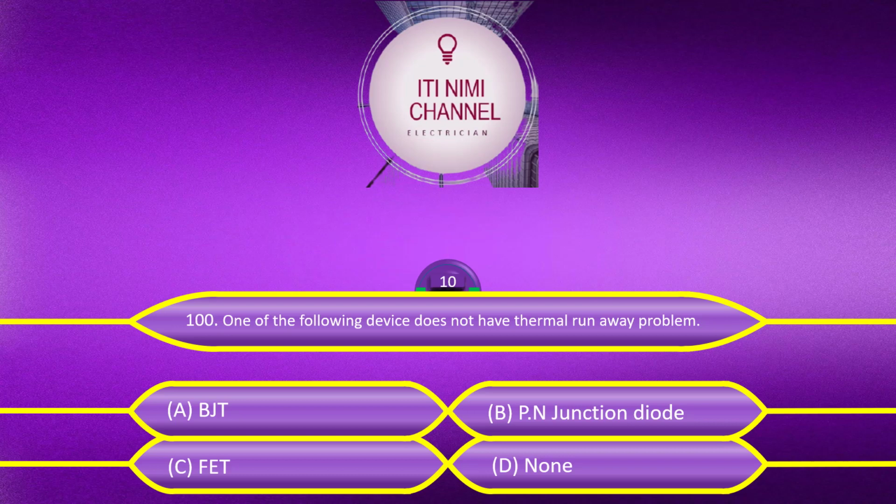One of the following devices does not have thermal runaway problem. Option A, BJT, option B, PN junction diode, option C, FET, option D, none. The answer is option C, FET.